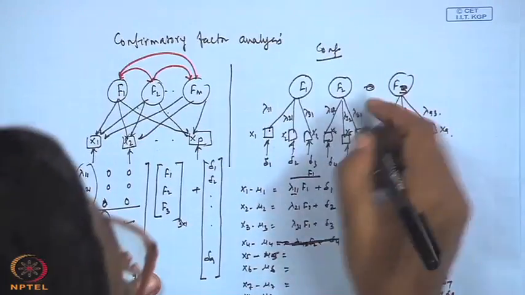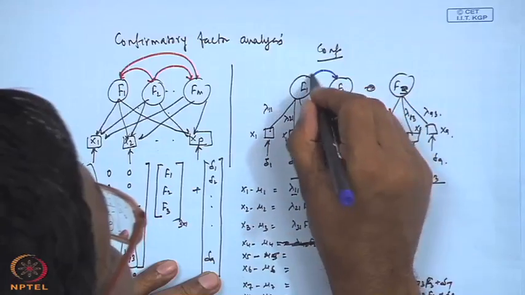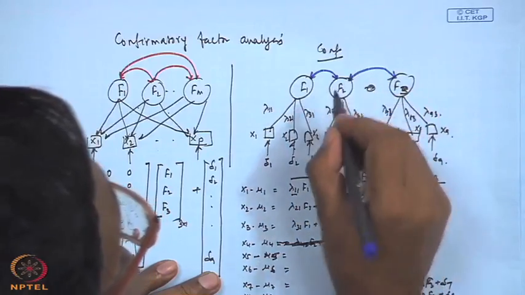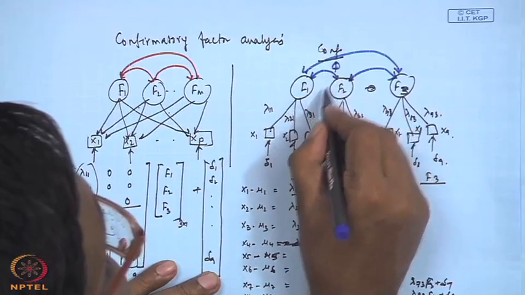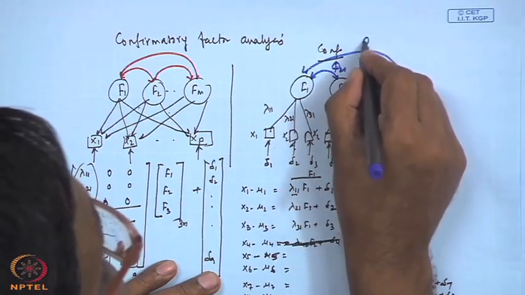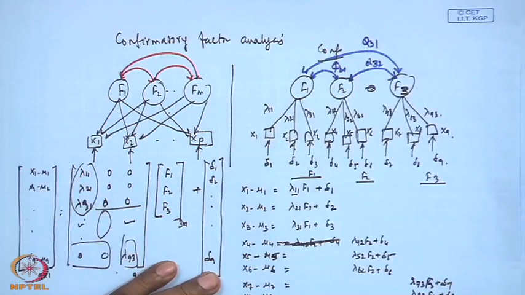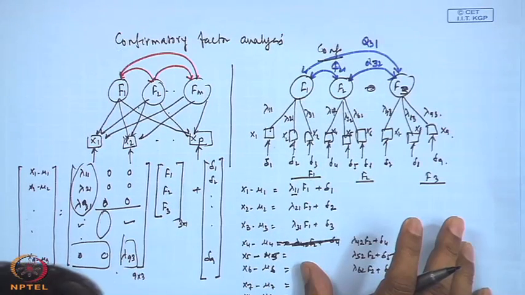And another important difference will be here that we want, particularly for confirmatory factor analysis, the covariance structure also. So, that means this will be my phi 2 1, this is phi 3 2, this is phi 3 1. Phi 2 1, phi 3 1. This structure also we want to keep.